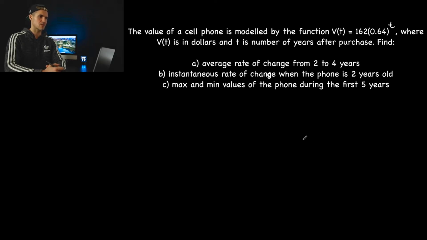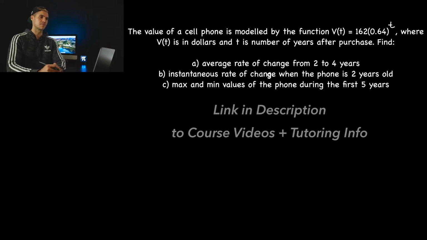Moving on to the next question on the rate of change unit test. We're told the value of a cell phone is modeled by the function v of t equals 162 times 0.64 to the power of t. Notice it's an exponential function where v of t is in dollars and t is the number of years after purchase. In part A we have to find the average rate of change from 2 to 4 years, in part B the instantaneous rate of change when the phone is 2 years old, and in part C the max and min values of the phone during the first 5 years.